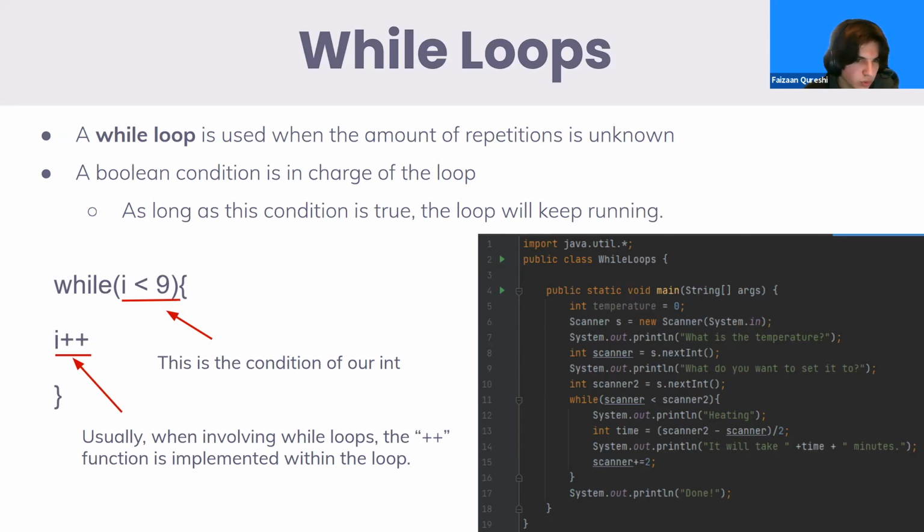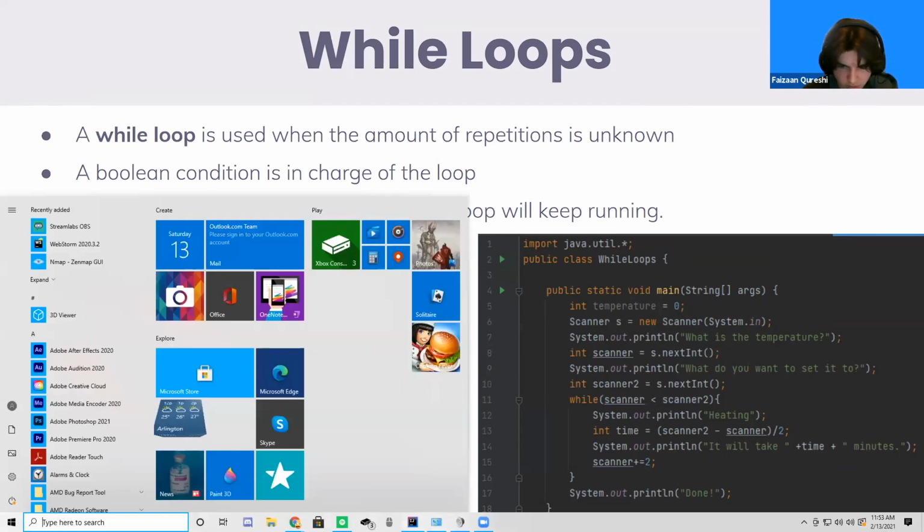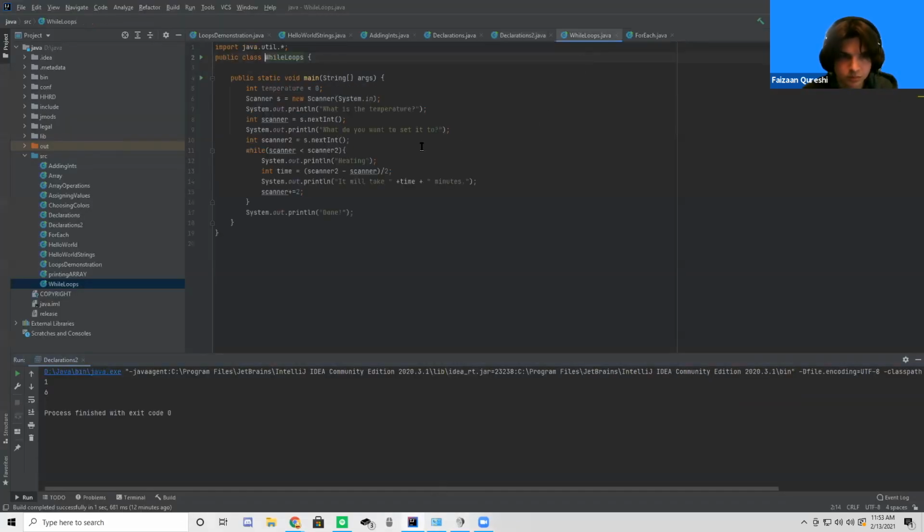In a while loop, a Boolean condition is in charge of the loop. Essentially, you're going to have a true or false statement. So for example, in while i is less than 9, if it's true, then it's going to run the code. If it's false, it's going to exit out of the loop. So it's that true or false statement, that Boolean, that it's looking for in a while loop. Let me just open up Eclipse to show this example.